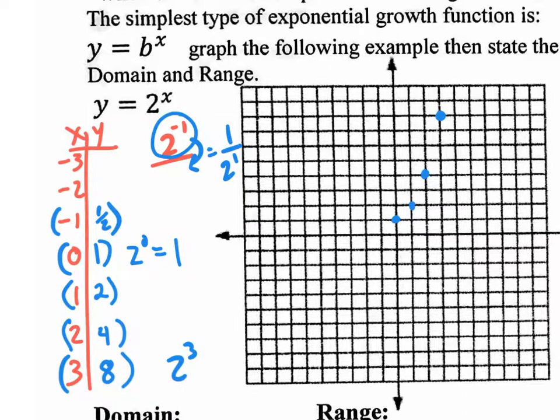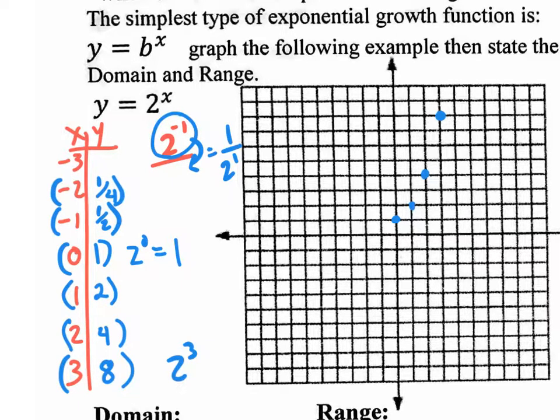Are you with me? What if I were to plug in a -2 right there? I'd have 2 to the -2. I mean, you could technically do this on the calculator. 2 to the -2 power. And what would you get as an output? 1/4. That's right. So let me put a 1/4 right here.